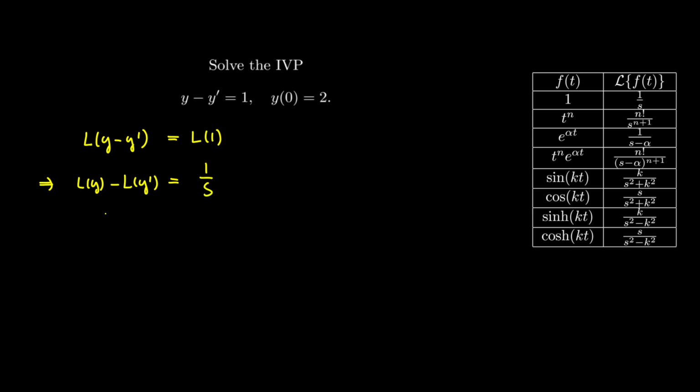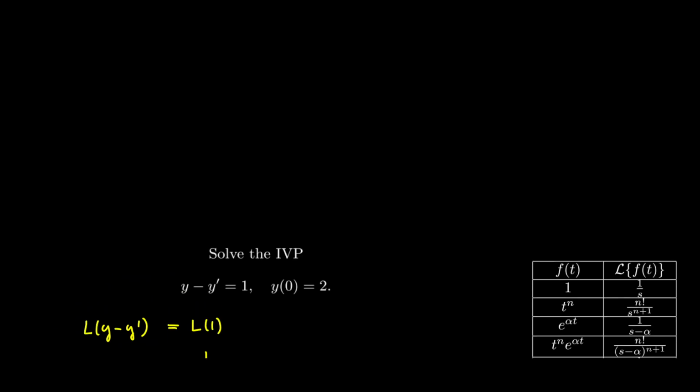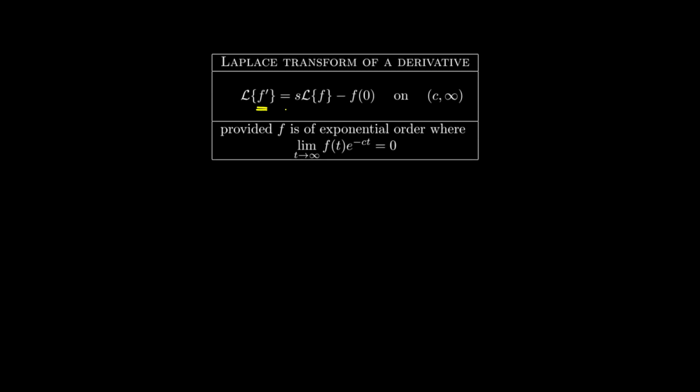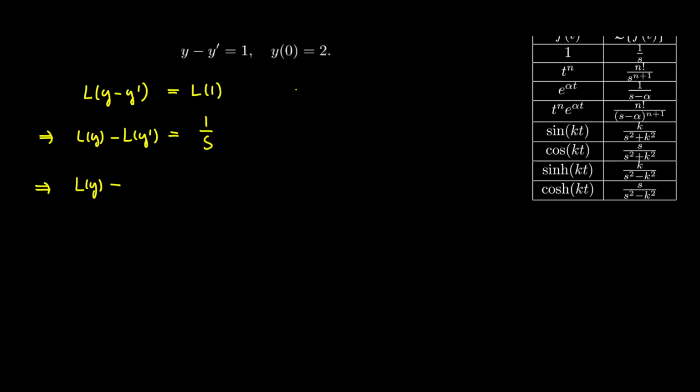Okay, good. Now in this kind of situation, we have the Laplace transform of y minus the Laplace transform of its derivative. And now we can use this formula that we just derived. The Laplace transform of the derivative of a function is equal to s times the Laplace transform of that function minus that function evaluated at 0. Great, so we apply that formula directly here and simply get s times the Laplace transform of y minus y of 0. So that's just applying the formula directly. Then we must get 1 over s.